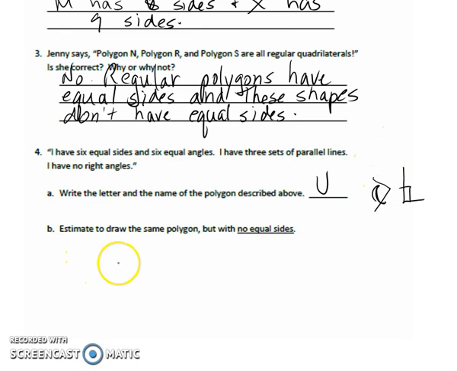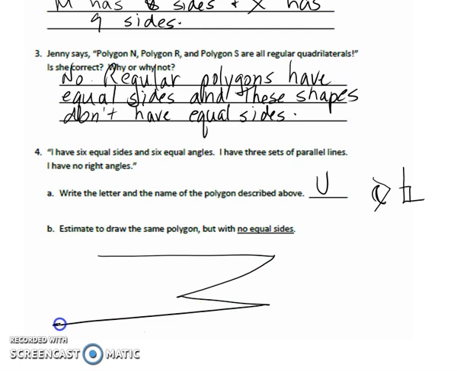Now we have to estimate to draw the same polygon but with no equal sides. So I have to have 6 sides. So I'm just going to make 1, 2, 3, 4, 5, 6. And this is supposed to be a straight line to make it a polygon. Okay? And that's lesson 5.